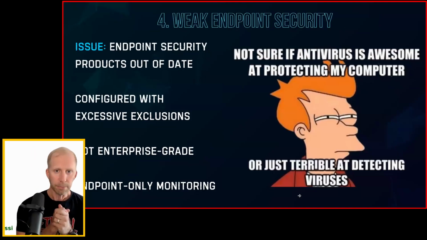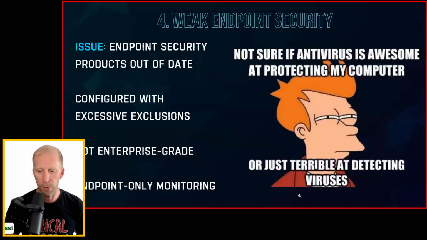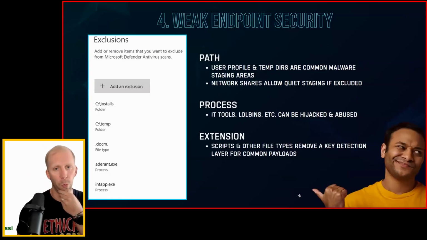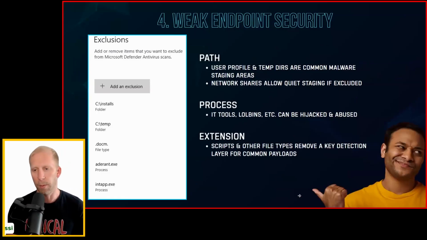All right. Weak endpoint security. This is a personal favorite of mine. I love dismantling EDR products, bypassing them, and finding ways to get my tools to run past EDR and things like that. So this is endpoint security products that are out of date, configured with excessive exclusions, not enterprise grade, or only monitoring endpoints. So what does weak endpoint security look like from an exception standpoint? These are taken directly from engagements that I've had. I've just recreated them on my system so I can have good screenshots.